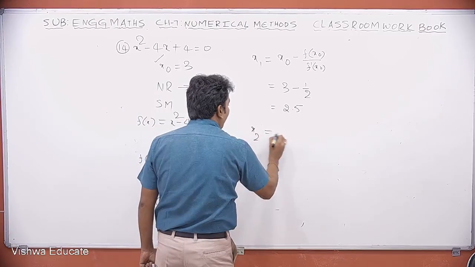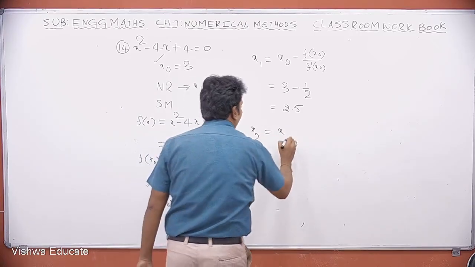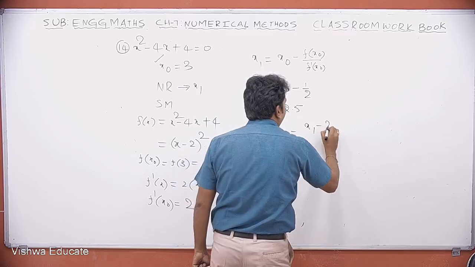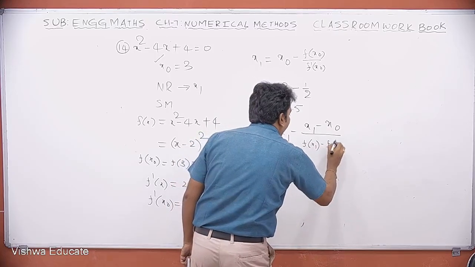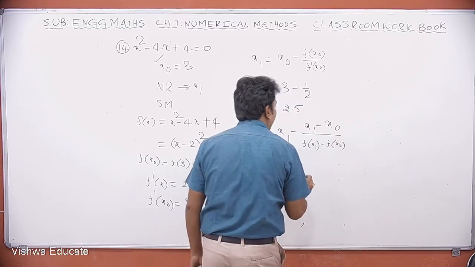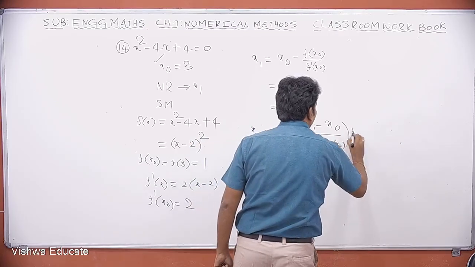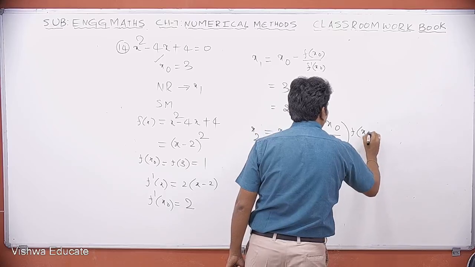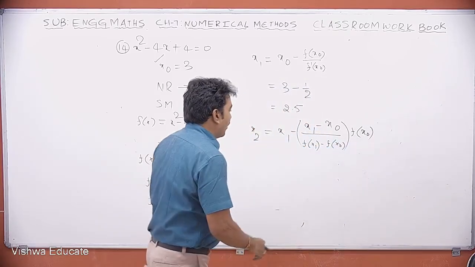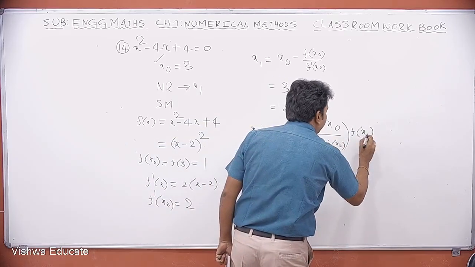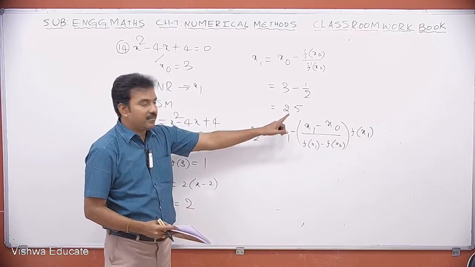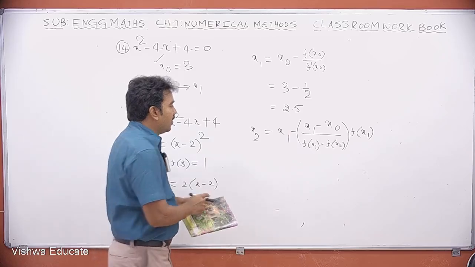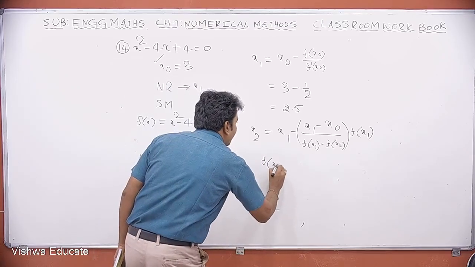Now the x2 value is x1 minus f of x1 into (x1 minus x0) divided by (f of x1 minus f of x0). So x1 is given as 2.5. This is given as like this. So let us calculate f of x1.